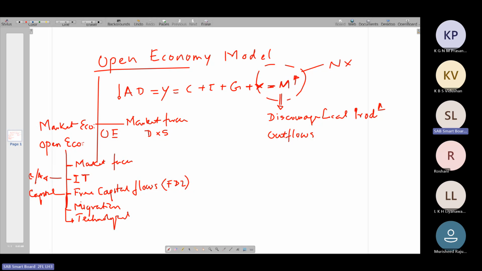So the open economy is a broader concept than the market economy. There's a difference. The market economy we identify by market forces, demand and supply forces without any government, and resource allocation takes place accordingly, with Pareto efficiency. But in the open economy model, apart from the market economy, there is free trade and free capital flows. Intercountry migrations are also allowed, and technology transfers also take place without any restrictions.